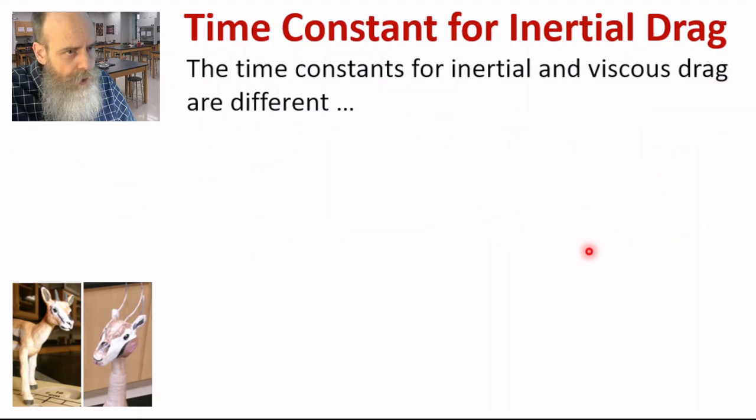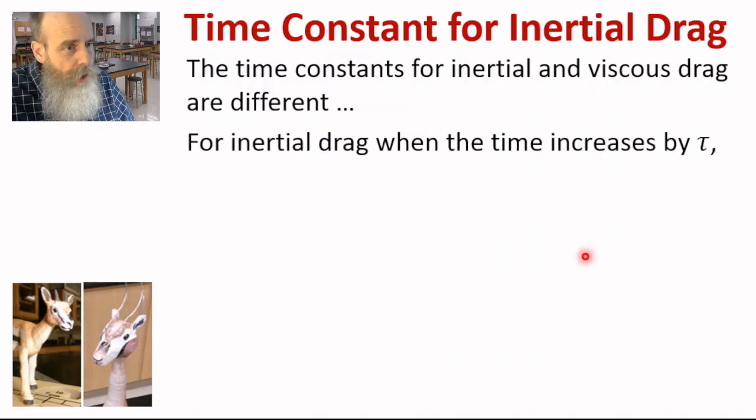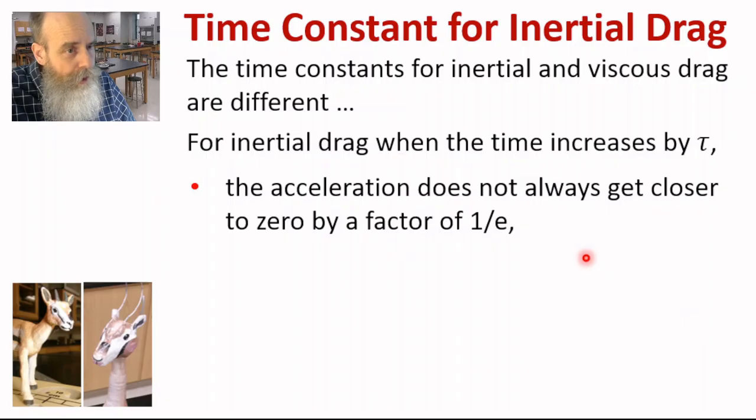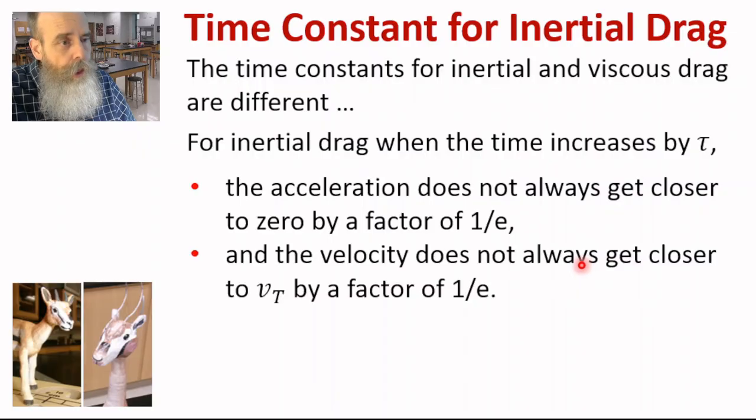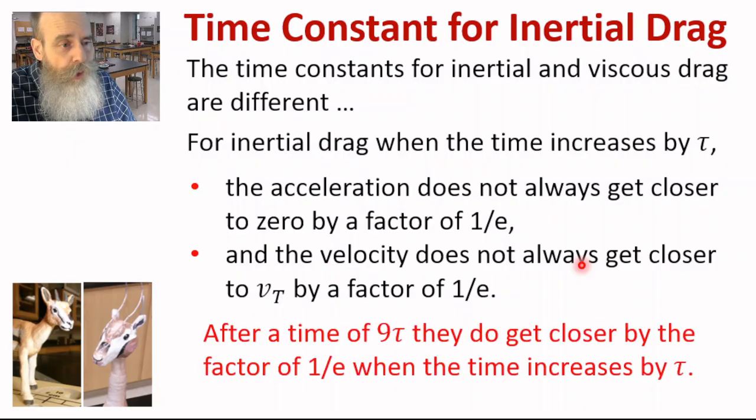The time constants for inertial and viscous drag are different. For inertial drag, when the time increases by tau, the acceleration does not always get closer to 0 by a factor of 1 over e. And the velocity does not always get closer to vt by a factor of 1 over e. But after a long time, such as 9 tau, they do get closer by the factor of 1 over e, when the time increases by tau.